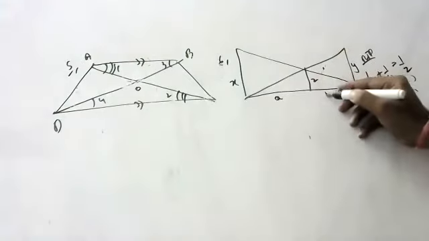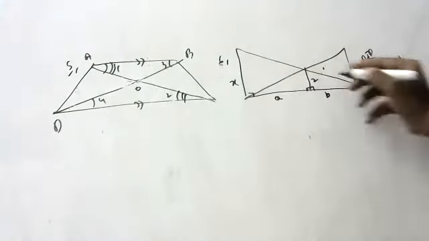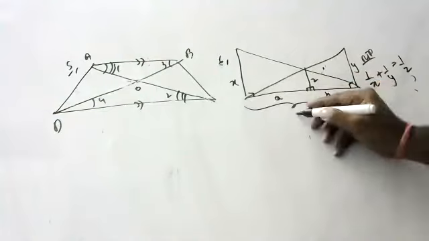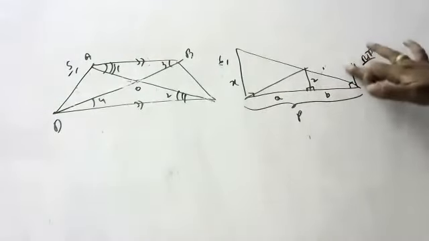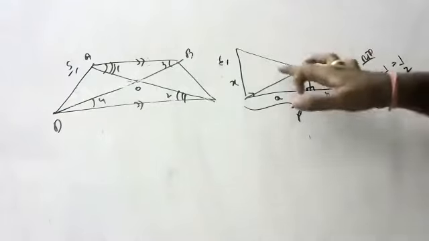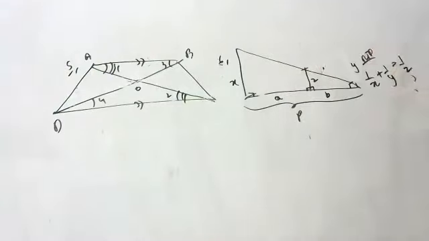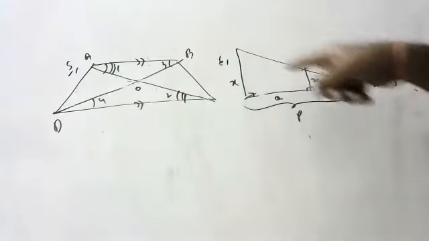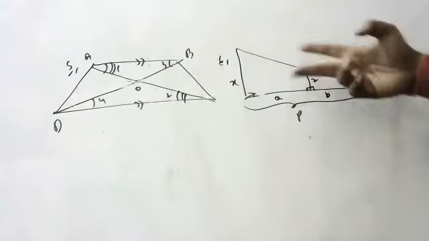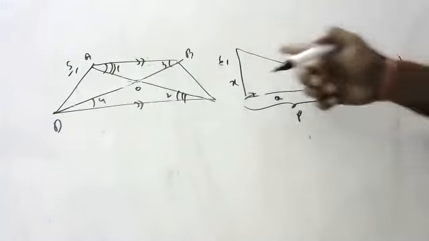This is A, this is B, these are all 90 degrees, children, and the whole distance I'm writing as P. For some time, forget that Y is not there, and this is also not there; imagine it. This angle is common for the small triangle and the big triangle. This is 90, this is 90. Small triangle is similar to big triangle.